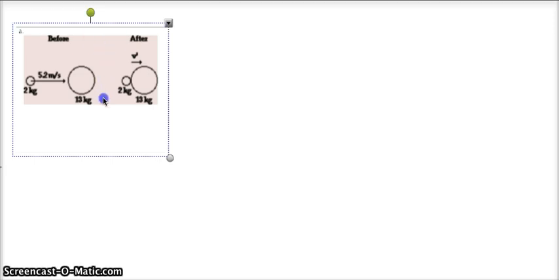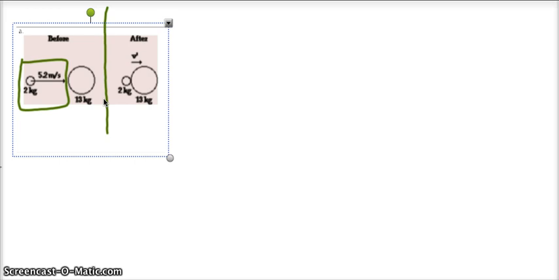We have it separated into 2 parts, before and after. So let's find the momentums before. This object right here has a mass of 2 kilograms and is going at a velocity of 5.2 meters per second. This object has a mass of 13 kilograms and it's not moving.